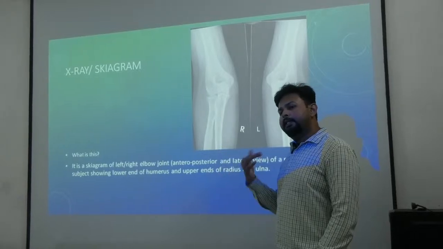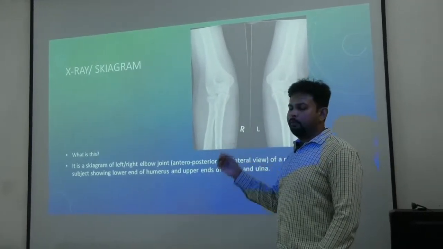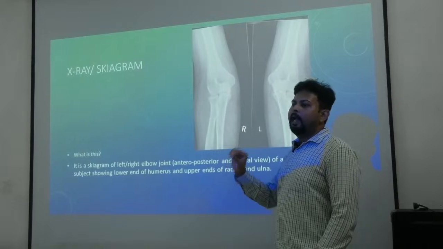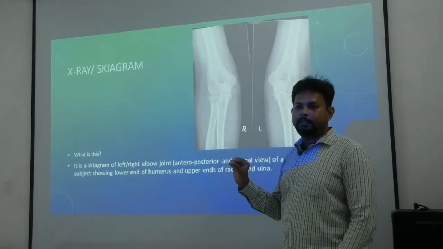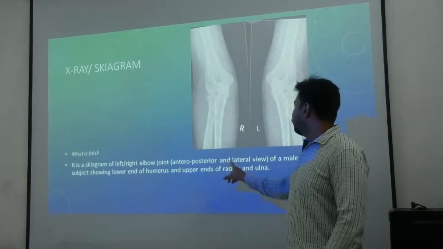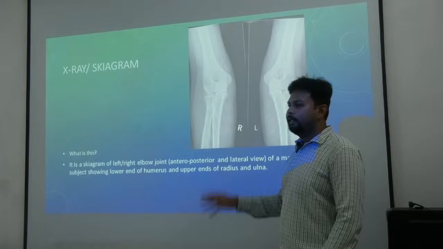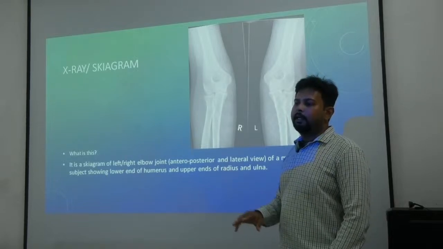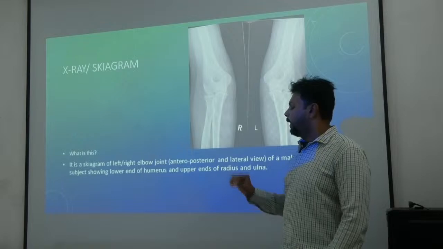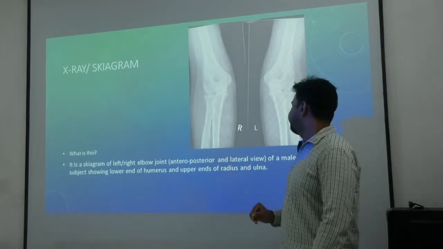So, in case of age estimation also, for the elbow joint we normally prescribe anterior posterior and lateral view. So this is how it has been written; this answer you have to write in the exam also. When this topic, this item comes in the exam, this is how we have to reply.